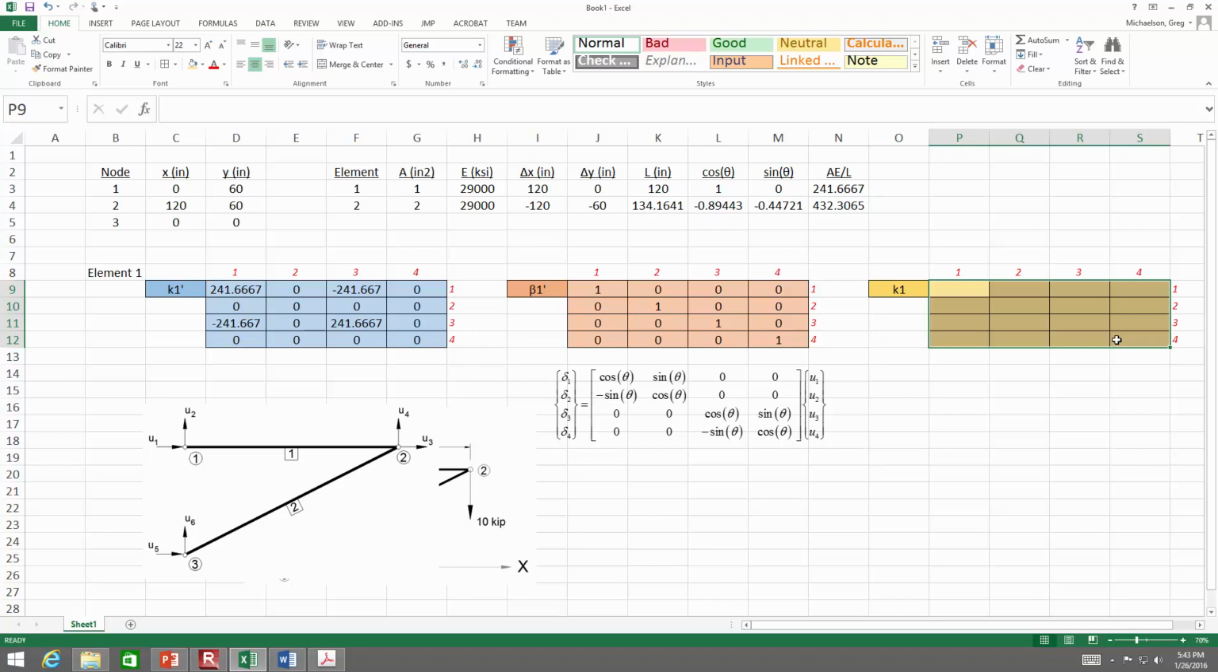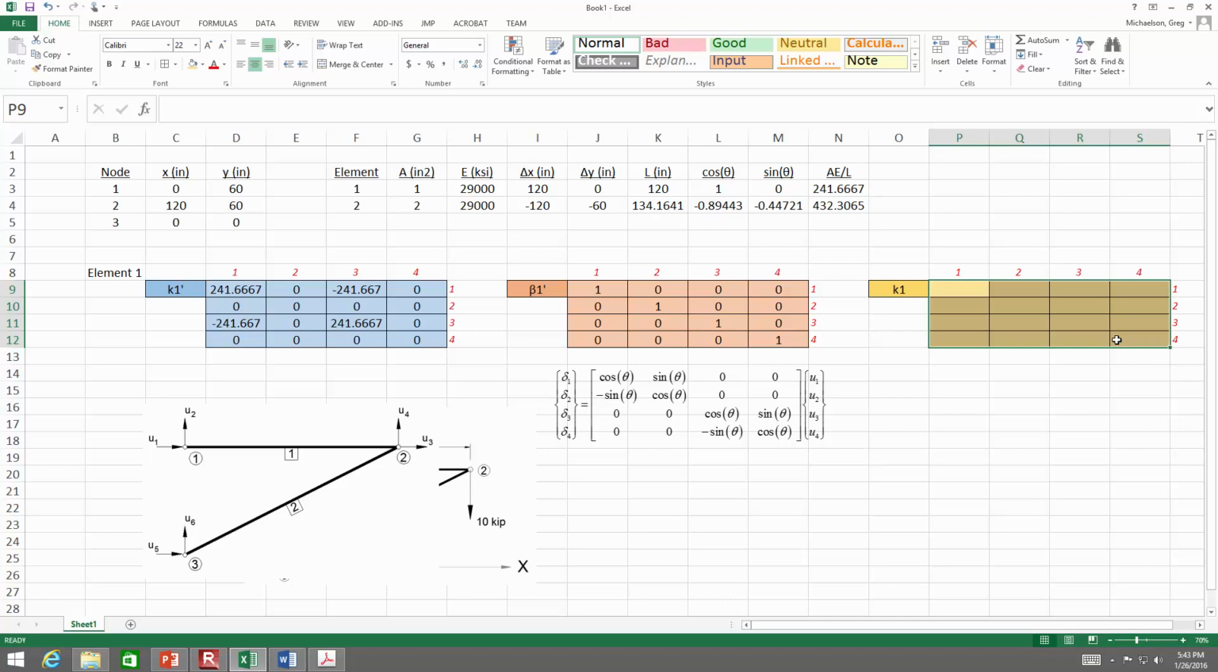When you use matrix multiplication commands in Excel, they only work for 2 matrices. You can't do 3 of them. So you have to do what's called a nested matrix multiplication. It's beta transpose K beta, right? So let's deal with the first one: beta transpose and K, or K prime.